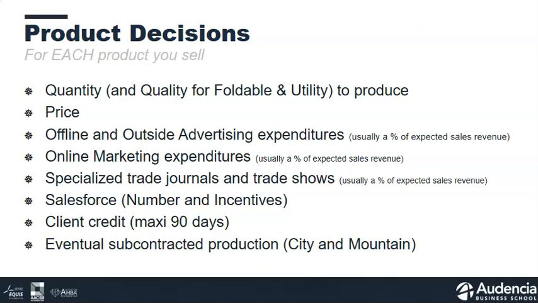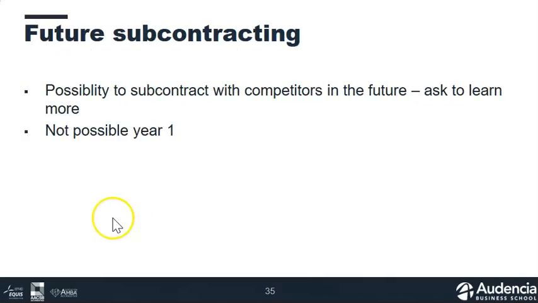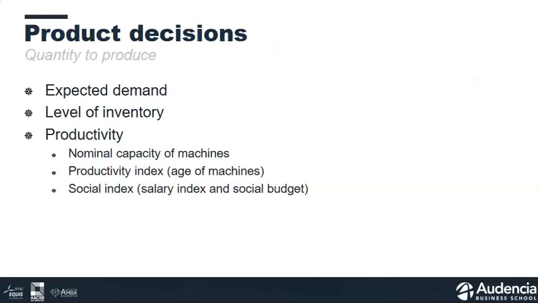Your client credit: you can have your customers pay up to 90 days after they buy. Obviously, remember, you're paying your suppliers at 60 days, so keep that in mind. And eventually, subcontracting production of the city and mountain bike can be done right away. And you can also, as we mentioned, eventually subcontract to other players in the game. So future subcontracting is possible, but not possible in year one. And this is subcontracting between teams playing the game.